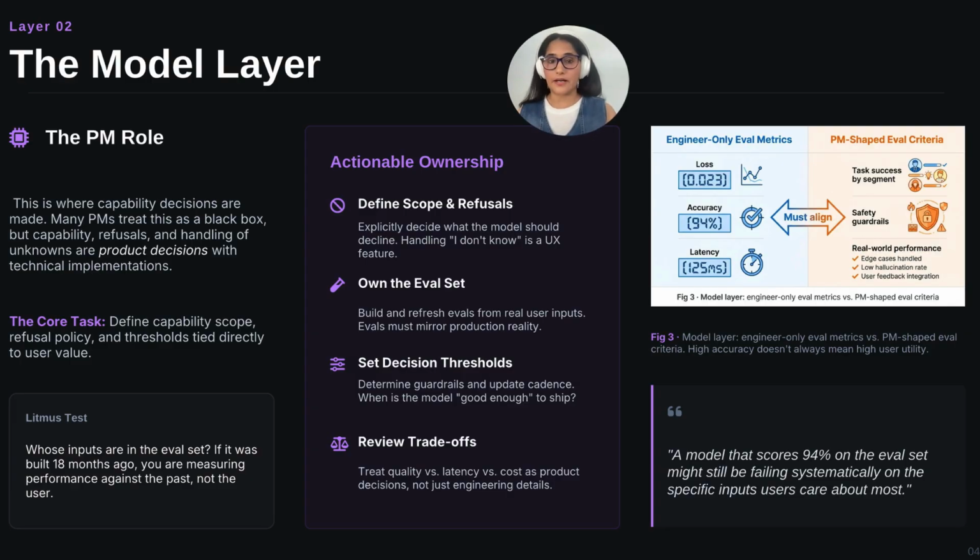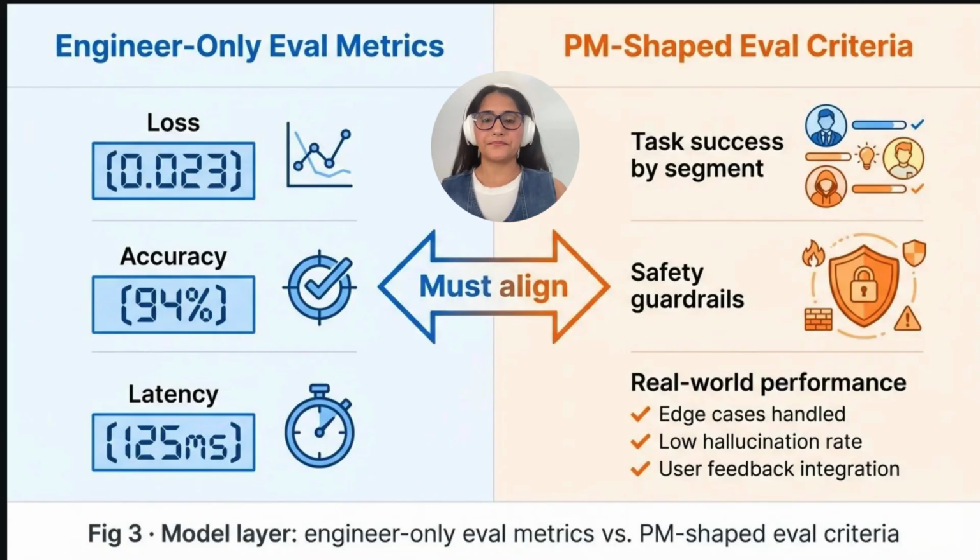Let's look into defining the capability scope and refusal policy explicitly. What should the model decline, right? We need to define that portion. Okay. Handling "I don't know" gracefully is not an edge case. It is a UX feature. If the model hallucinates confidently when it's uncertain, that's not a model failure. It is a missing product benchmark or product requirement. You did not define what uncertain behavior should look like.